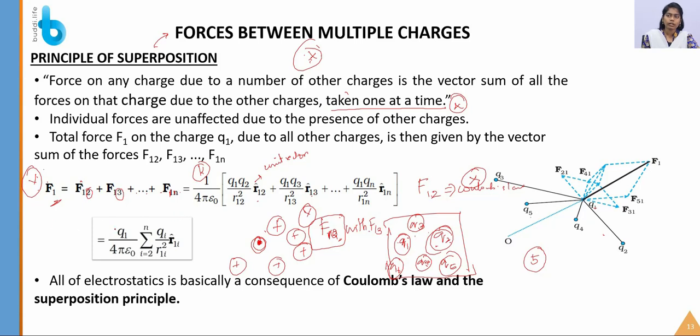So what is the common value? This is the common expression for the force due to n number of charges, which is q1 divided by... here q1 is common, so I am taking q1 outside, so q1 divided by 4 pi epsilon naught, summation of i is equal to 2. You have to calculate from the second charge, not the first charge. So here i is equal to 2 to n number of charges, qi. In the i you can substitute i is equal to 2, 3, 4, and so on, with the r cap 1i, and you have to divide it by the square of the distance between the charges.